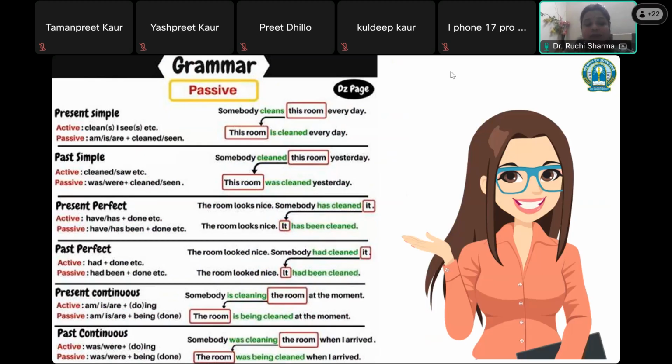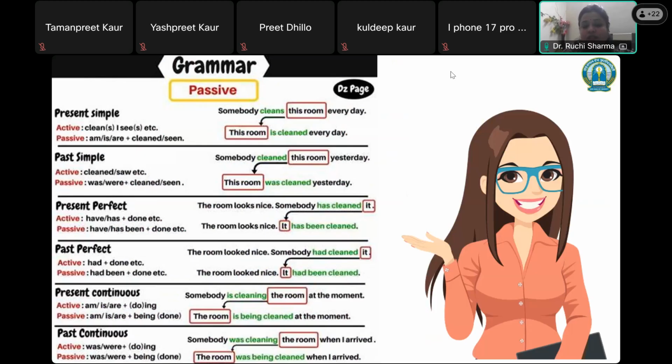Okay. Now then past perfect tense, had plus done plus whatever is there. So the room looked nice. Somebody had cleaned it. And in the passive sentence, it will become: the room looked nice. It had been cleaned. Do you see that? How the subject and object are changing and how the verb forms are changing from one tense to another.